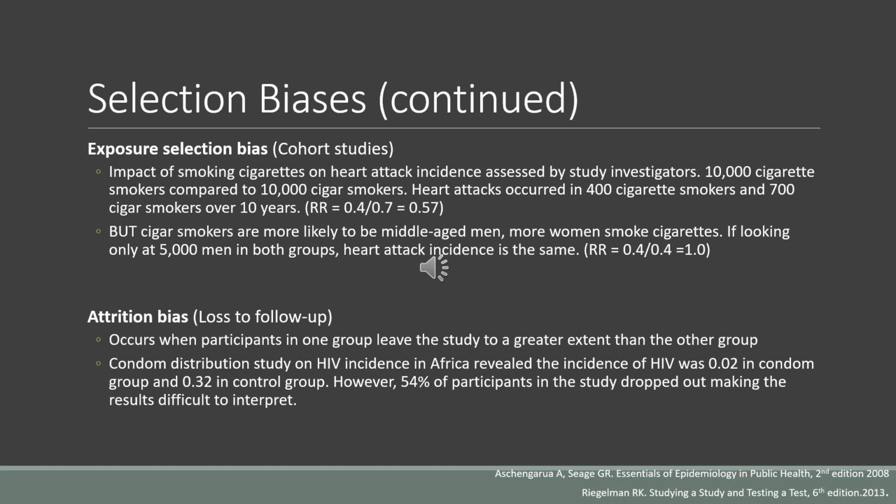In one particular study, a condom distribution study that measured the impact of condom distribution on HIV incidence in Africa, researchers found that the incidence of HIV dropped significantly in the condom group compared to the control group. However, 54% of all the participants in the study dropped out, which makes the results really difficult to interpret because we're not measuring outcomes from patients who drop out of the study. And the easiest way to control for this type of bias is simply to ensure that you follow up for outcomes with every single patient that you enroll.